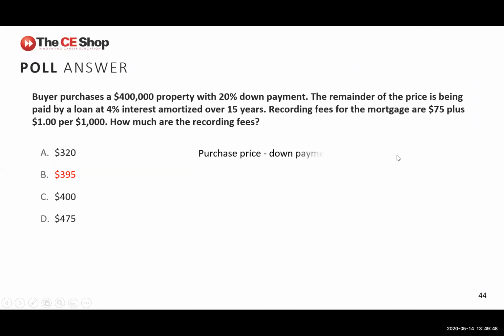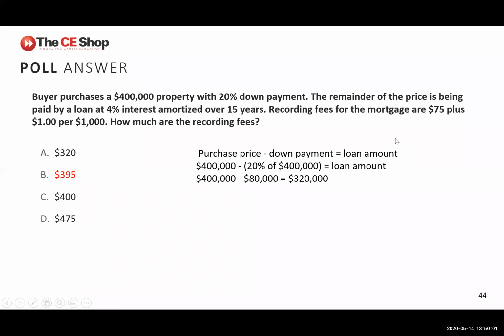How did we come up with that? Purchase price minus the down payment is the loan amount. So you got 400,000 minus 20% of that 400,000, which means you put down 80. You had a loan of 320,000. 320,000 divided by 1,000 is 320. $75, which is usually where people tend to mess up, plus the 320 times $1 is 395.